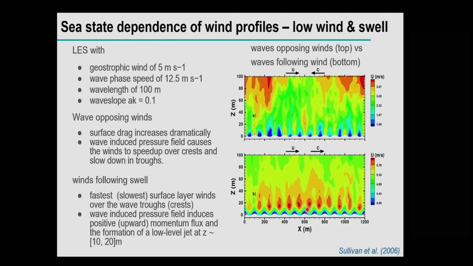And there's been already work done. So I dug out some old LES efforts from Peter Sullivan, linked with the CBLAST experiment. And you can see some very interesting features of swell propagating against the winds and swell propagating with the winds. And what you see is a drastic difference in the profile, and when you have swell following the winds, you even have the formation of low-level jets. So all of that is not really included for the low wind part in the current bulk algorithms. So there needs to be a way to take that into account.